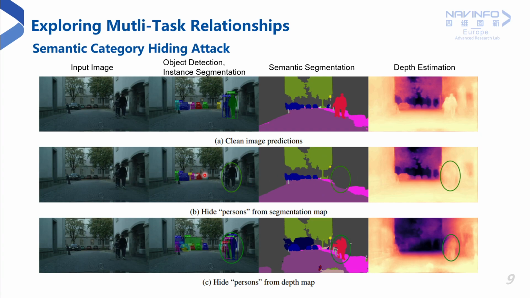In the second row, we see that persons are hidden from all predictions, as the attack targets segmentation predictions. In the third row, when the attack targets depth predictions, even though persons fade into the background in the depth predictions, persons still remain in segmentation and instance predictions. However, the shape of the persons in the semantic predictions is affected.